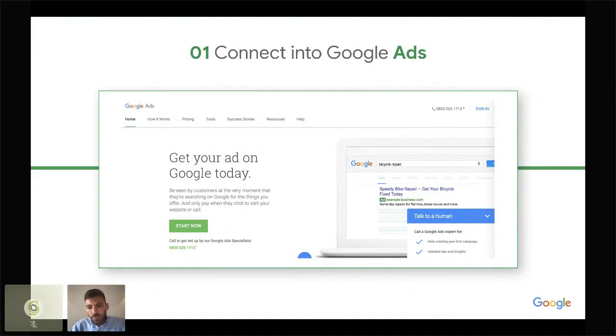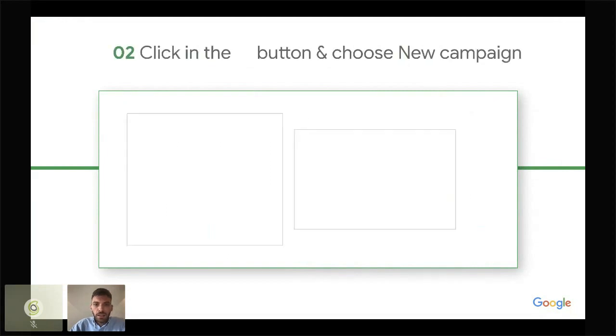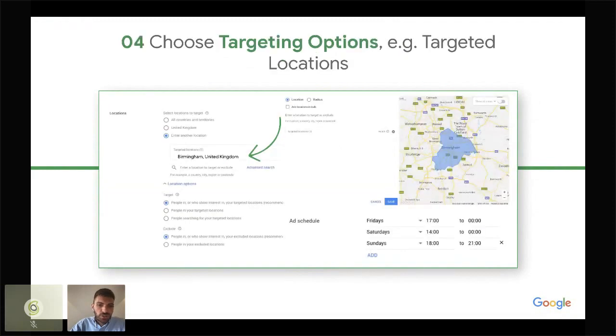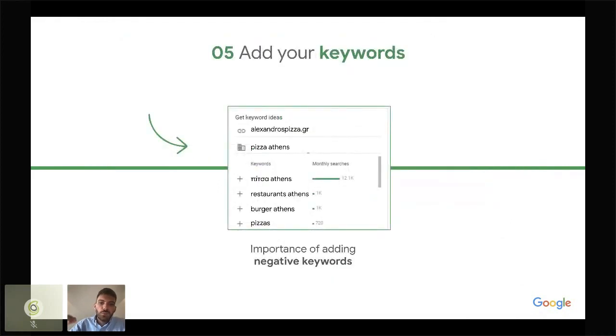Here we have one part that is a walkthrough on how you build a Google search ad. You click on new campaigns, you choose search in the platform, you choose the different targeting options, for instance, web location, and then we have the keyword. While you put the keyword, it also proposes other additional ones, and here is the importance of not forgetting the negative keywords.